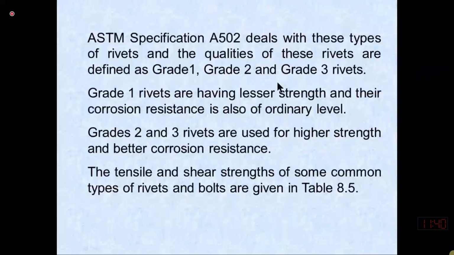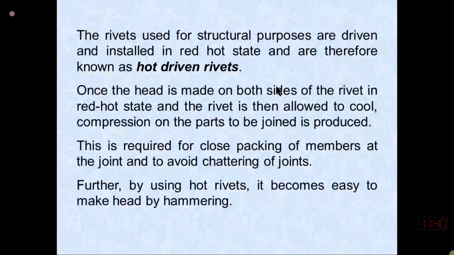In this table, the first column gives the type of fastener, then their tensile strength, the strength reduction factor φ, and their shear strength, the shearing strength in a bearing type of connection. Bearing type means where they are subjected to shear forces. And φ for shear is the strength reduction factor in shear.